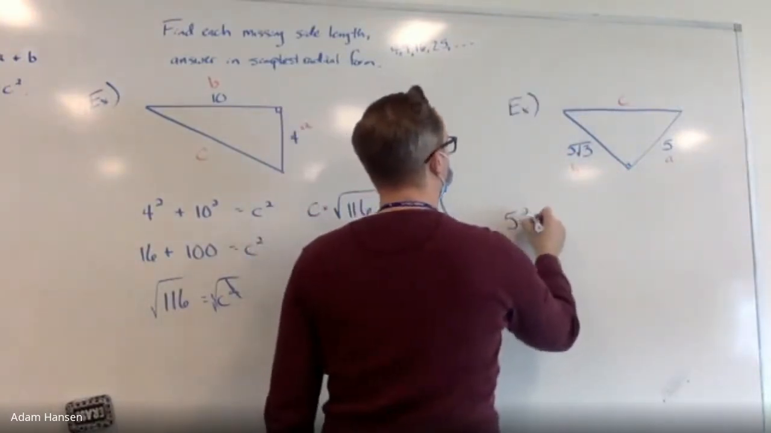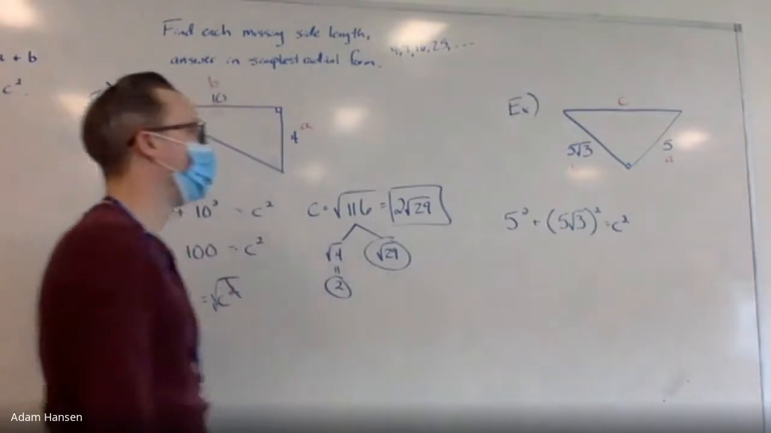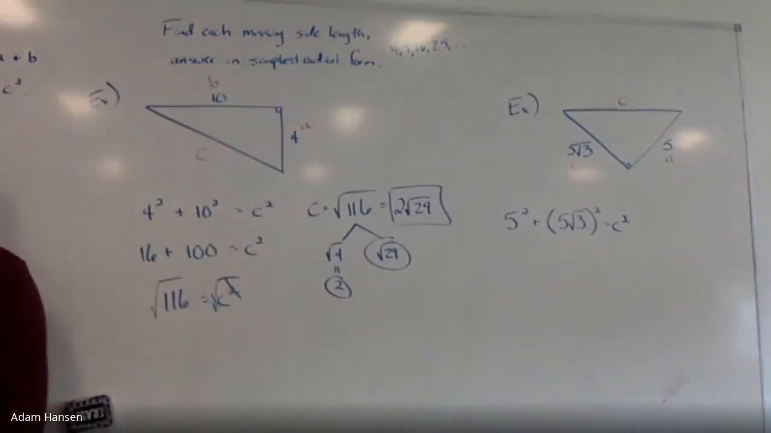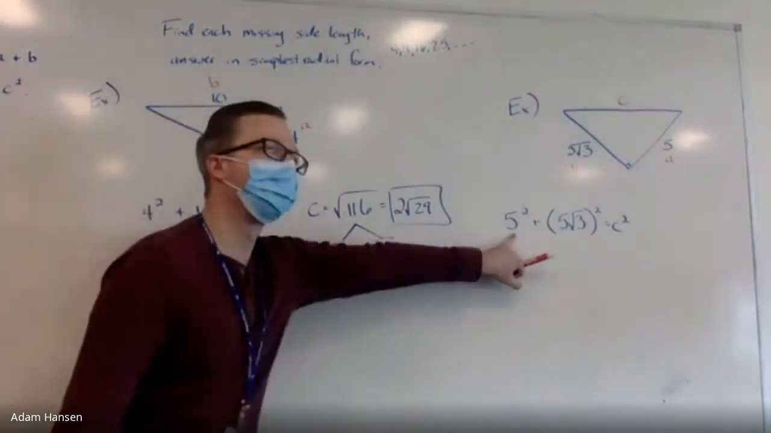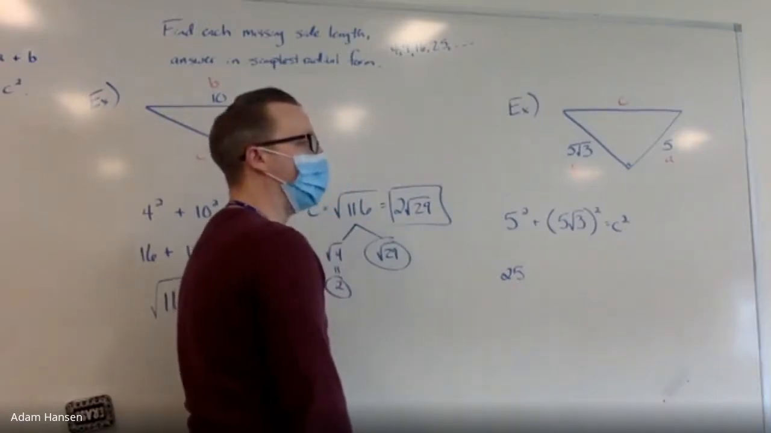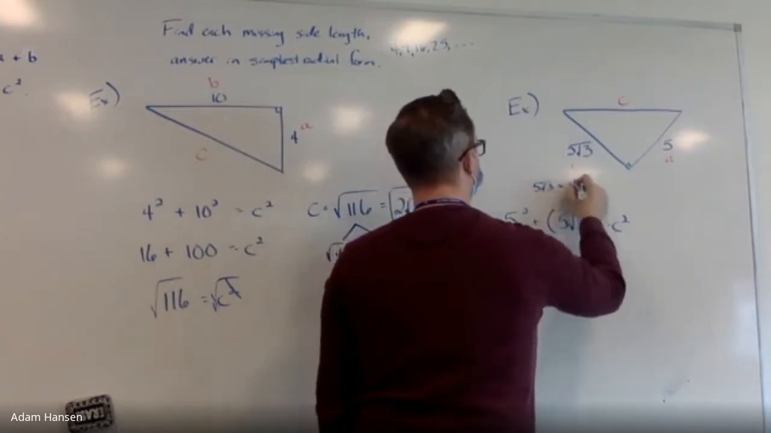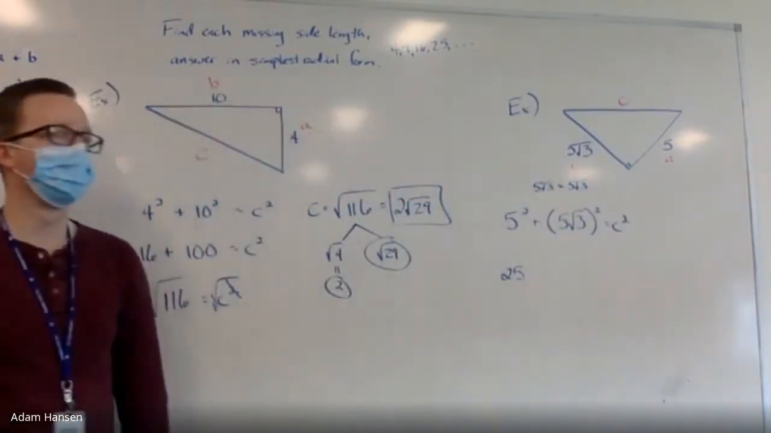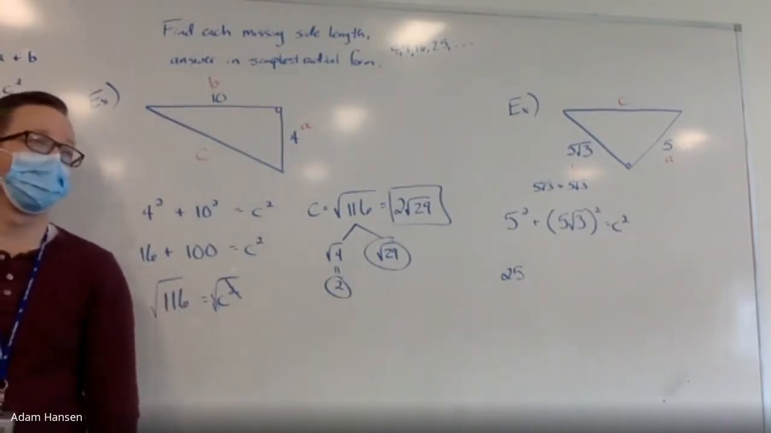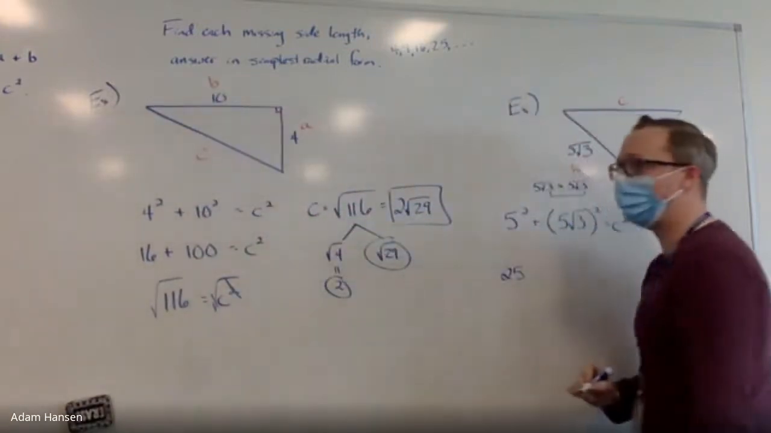So 5 squared plus 5 radical 3 squared equals C squared. Kara, try me this. What's 5 squared? 25. How do I take 5 radical 3 and square it? What's 5 radical 3 times 5 radical 3? What's the square root of 3 times the square root of 3? 3. That's one pair of numbers to multiply.